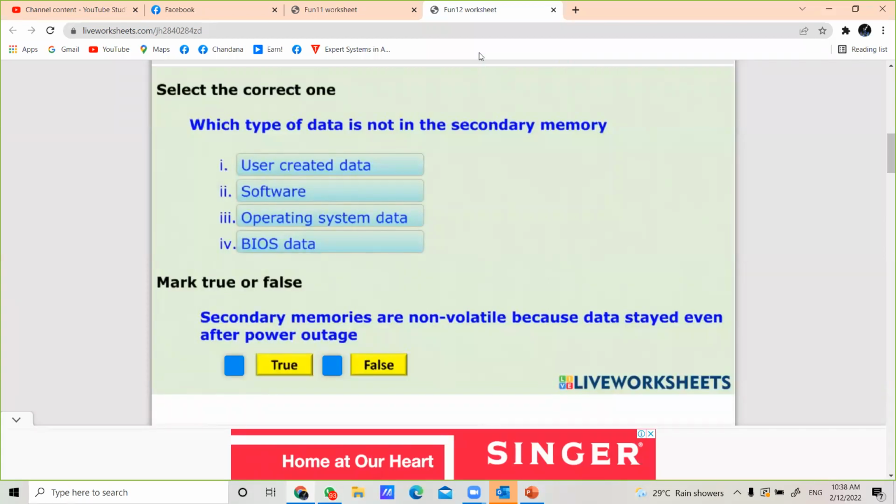Right. First one, which type of data is not in the secondary memory?